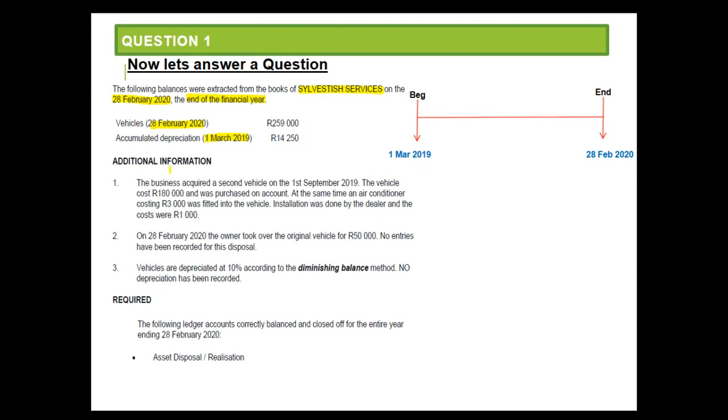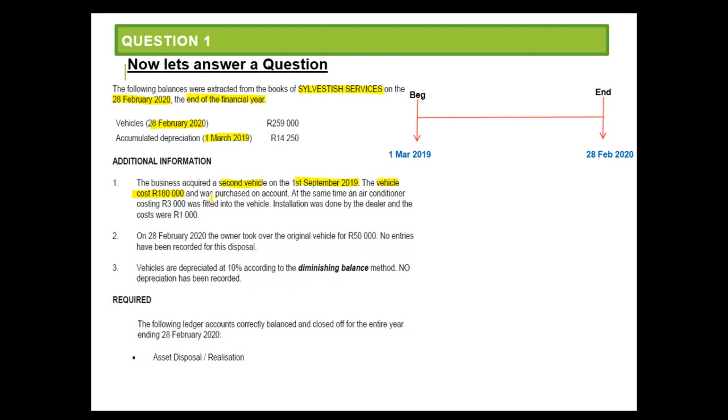Let's look at our additional information. The business acquired a second vehicle. Can you see? We acquired a second vehicle on the 1st of what? Of September. Can you see already? I know that this amount, because it's at the end, is already inclusive of the vehicle that I bought. So the vehicle which we bought did cost us how much? 180. Can you see? So meaning this 180 is included here. So it means this is not the balance at the beginning.